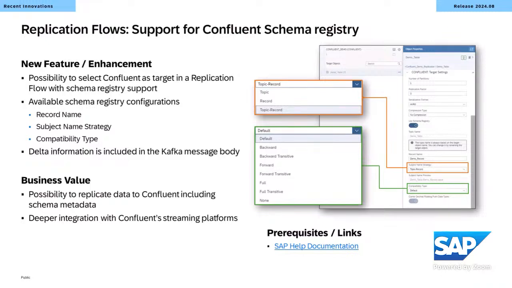extended with a couple of additional configuration options which belong to the schema registry of Confluent. We will see this in the system in a second, so I will not go into the details here right now. One important aspect is, of course, we also have Delta-enabled replication flows with Confluent as a target, and the Delta information is included in the Kafka message body. I will also show you this in a second. So let me maybe switch to the system directly.